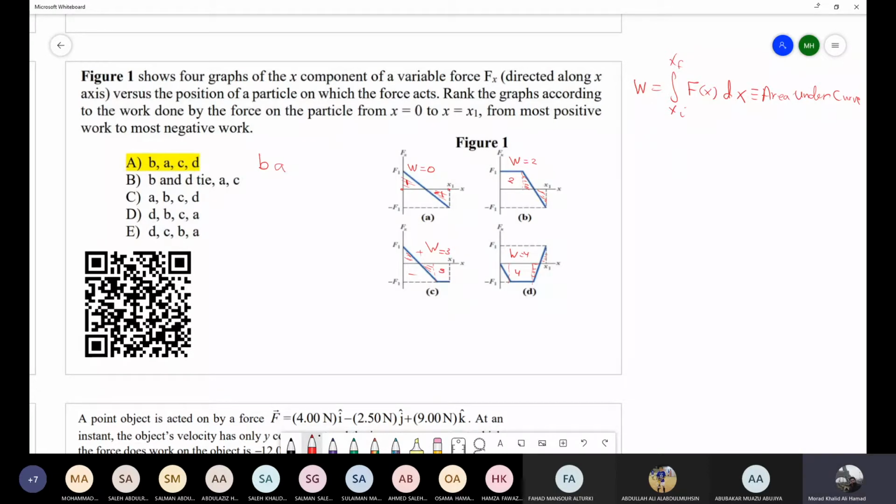Then we have C, which is negative but greater than, it's less negative than D. So it is C and then D. Do you understand this question? Yes. In other words, just calculate the area under the curve. Above the x-axis will be positive, below negative, and subtract them. Clear, guys?